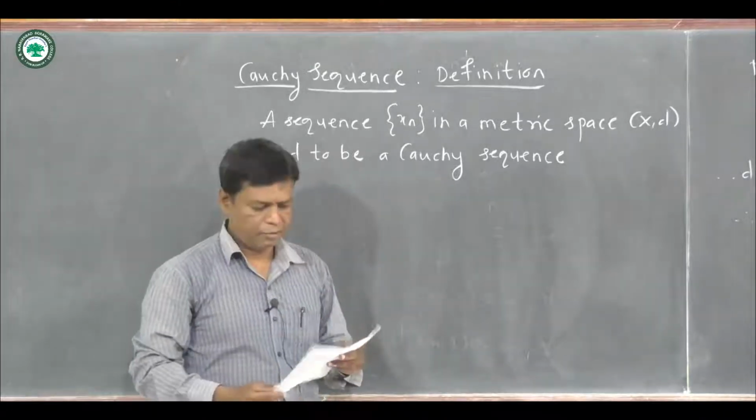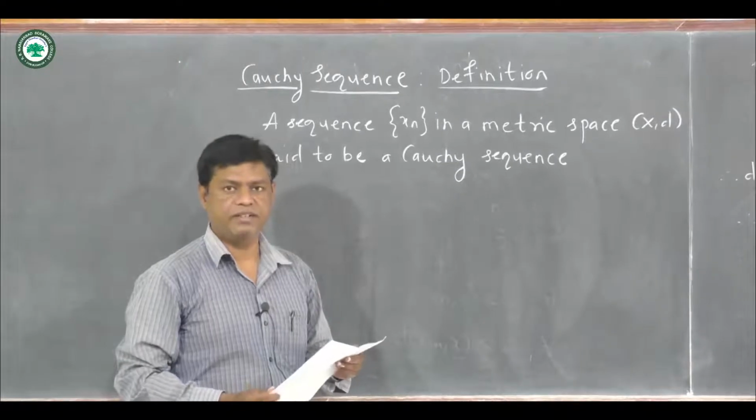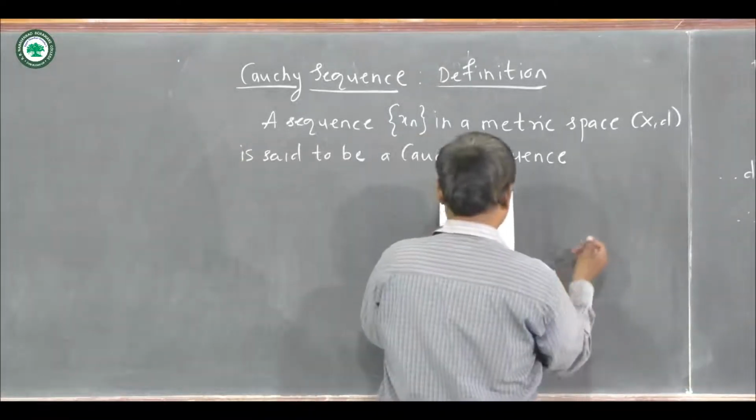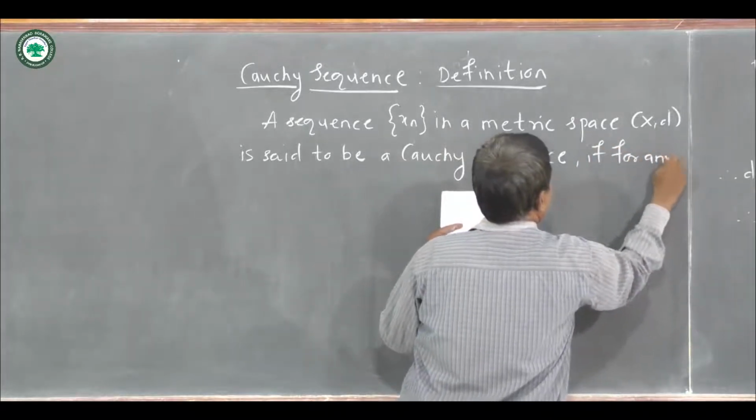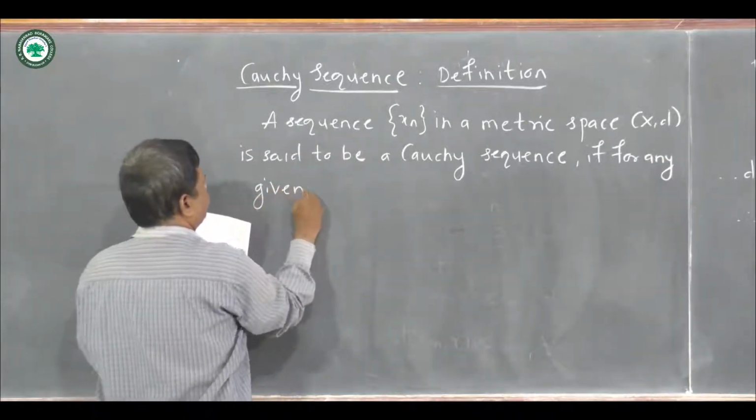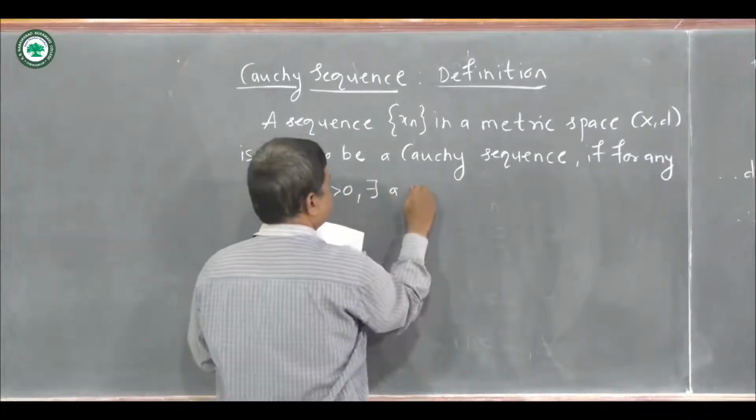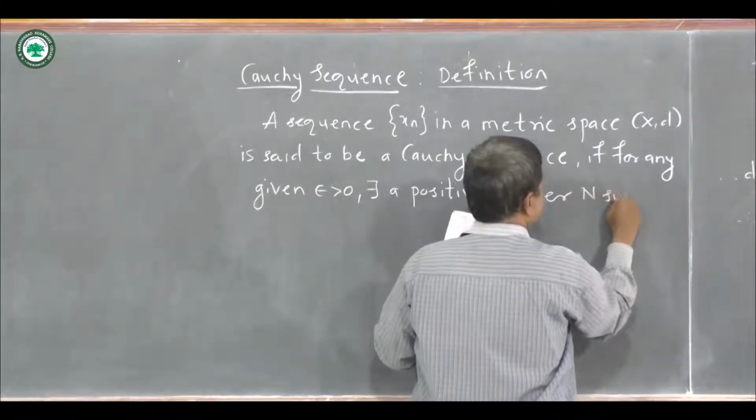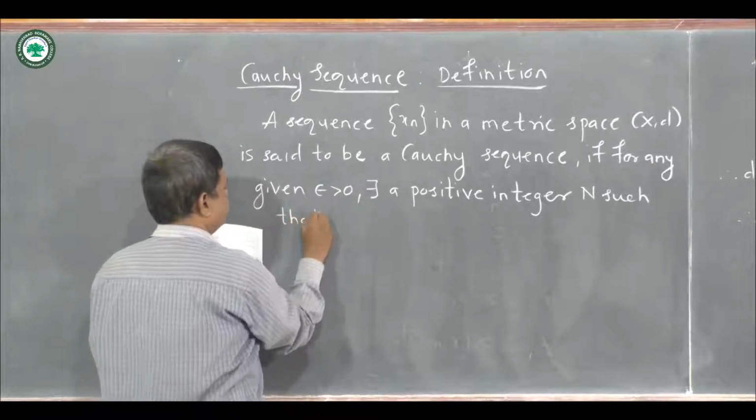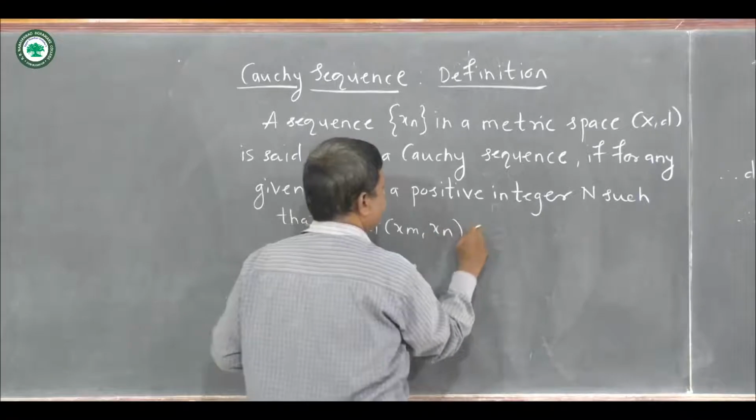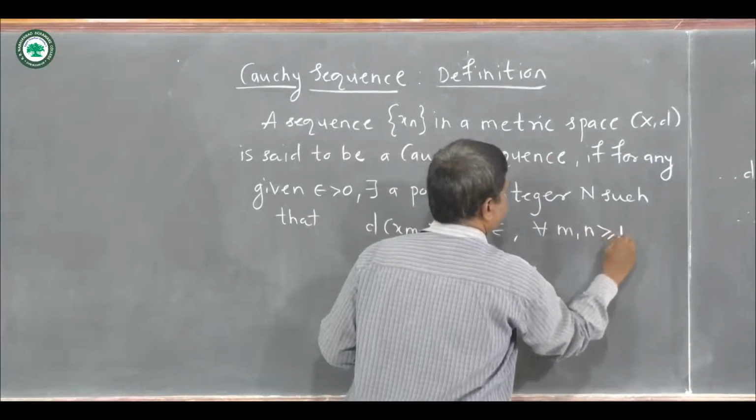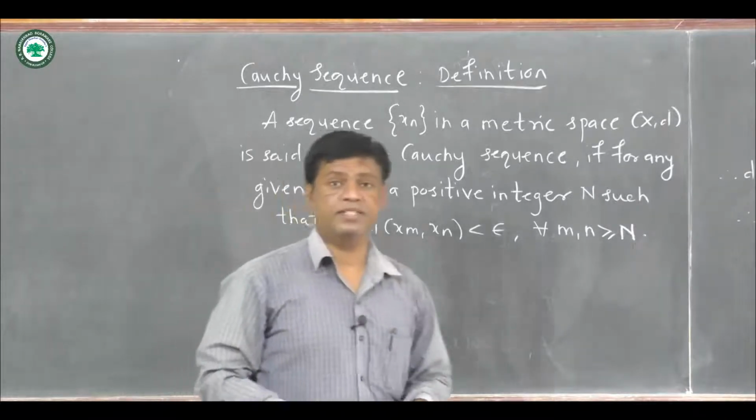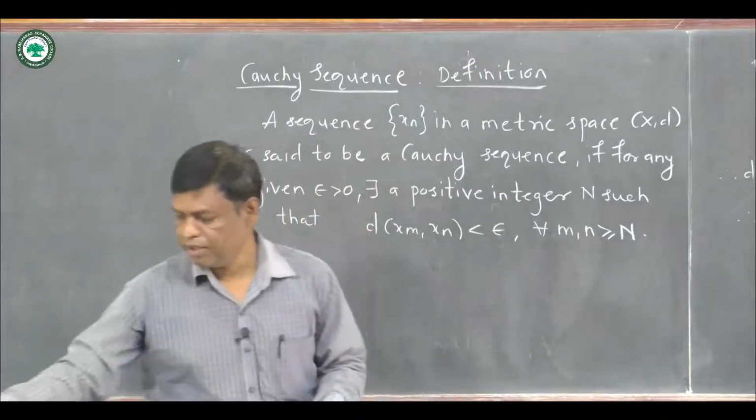That is, for each epsilon greater than 0 there exists a positive integer N such that d of xm comma xn is less than epsilon for all m and n greater than or equal to N. That is, a sequence is Cauchy if for any given epsilon greater than 0, there exists a positive integer capital N such that d of xm comma xn is less than epsilon for all m and n greater than or equal to N. So using this definition, we can say that in a metric space every convergent sequence is a Cauchy sequence, but the converse is not true here.